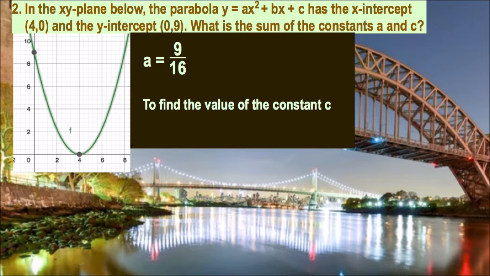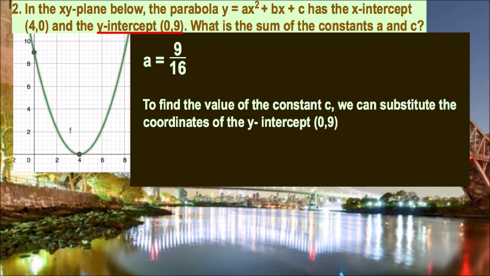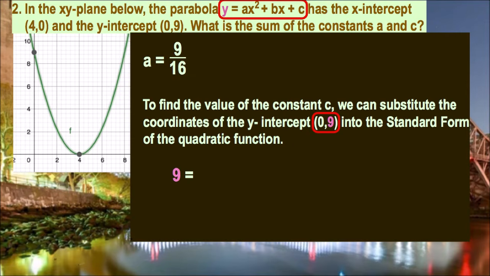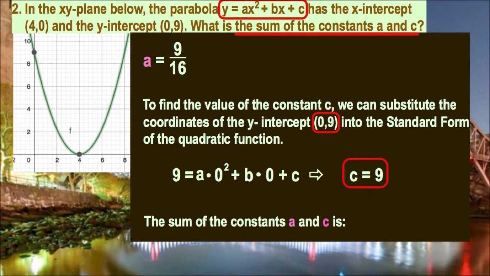To find the value of the constant c, we can substitute the coordinates of the y-intercept, (0, 9), into the standard form of the quadratic function. 9 is equal to a times 0 squared plus b times 0 plus c. Thus, c equals 9. From that, we can find the sum of the constants a and c, which is 9 plus 9/16, which equals 9 and 9/16.